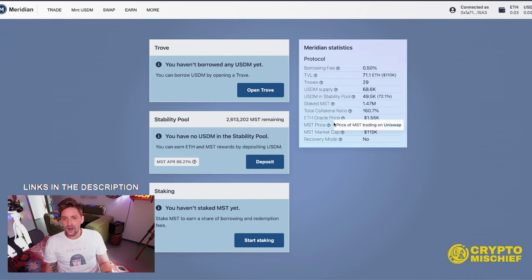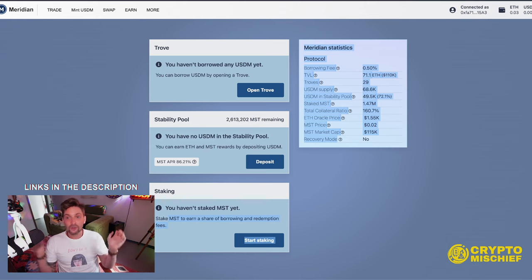The price is 0.02. I checked this 2 days ago. It was already 0.01, I think. So it's already done 1x since we started looking at it, right? And this MST token eventually will be totally mined out of this. This is like an early adopter bonus, I guess.